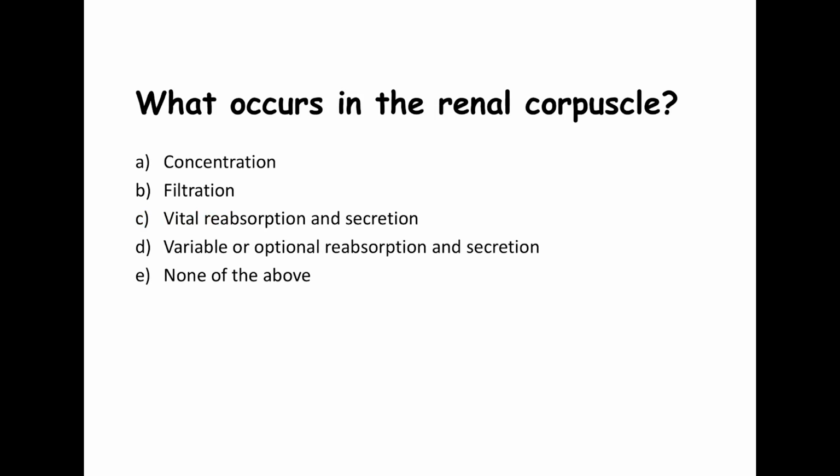What occurs in the renal corpuscle? Okay, so we have concentration, filtration, vital reabsorption and secretion, variable or optional reabsorption and secretion, or none of the above. So hopefully you remember the segments that we were talking about, because one of the segments we had was filtration. And if you remember, renal corpuscle is involved with the segment of filtration, then you got the answer correct. Remember, that's the part that encompasses the glomerular capsule as well as the glomerulus, where things get filtered.